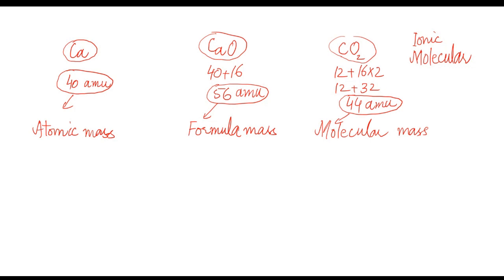Now you see, the method is the same. You can find it from the periodic table. Everything is there. This 40 in the periodic table, this 40 plus 16, so total 56. All these masses are present in the periodic table. You can easily calculate the mass of any compound, but we have to use different words. Mass of an element is atomic mass. Mass of an ionic compound is formula mass, and mass of a molecular compound is molecular mass.